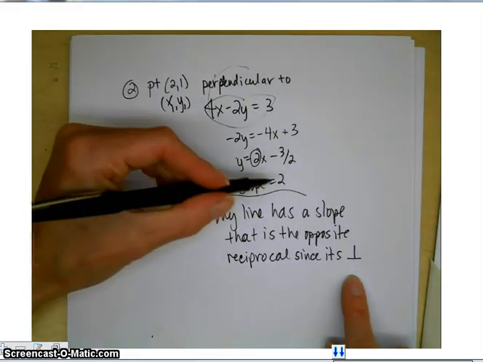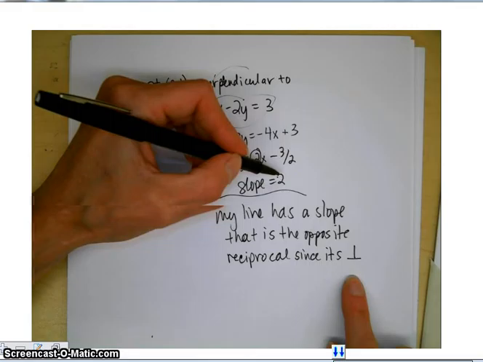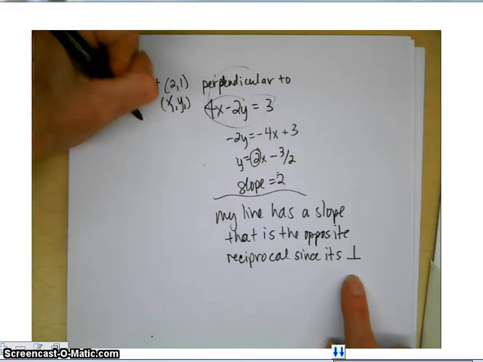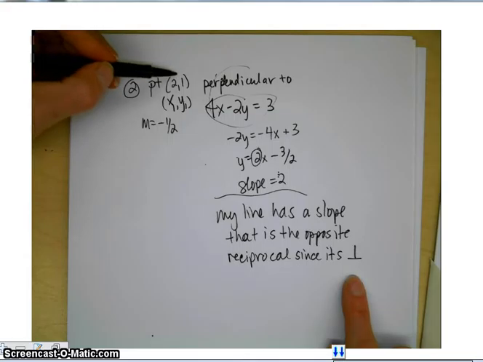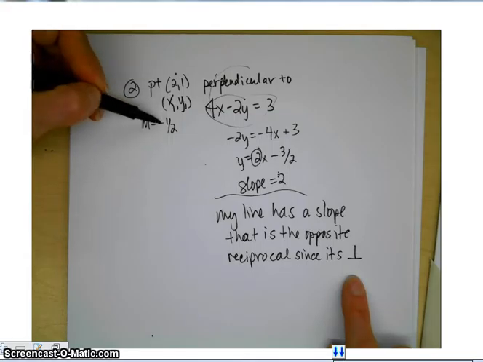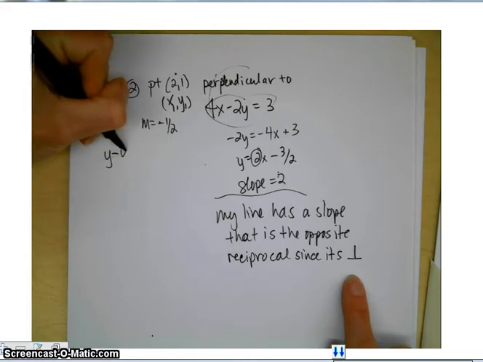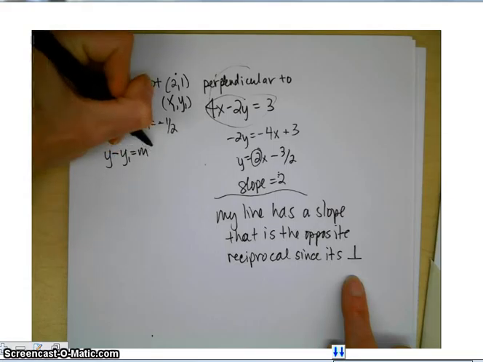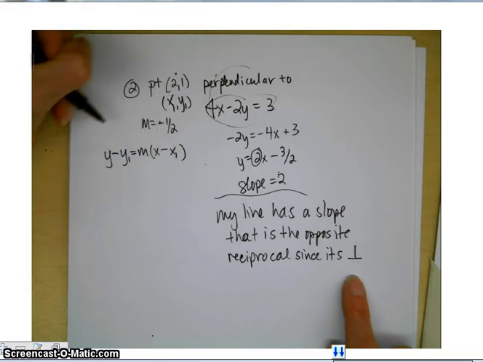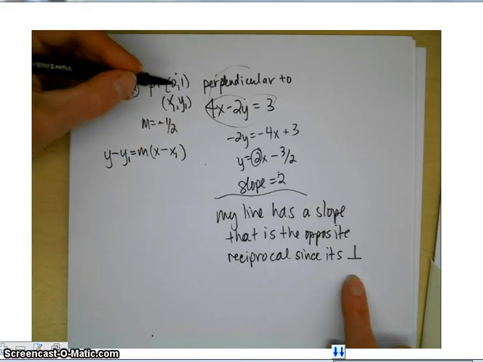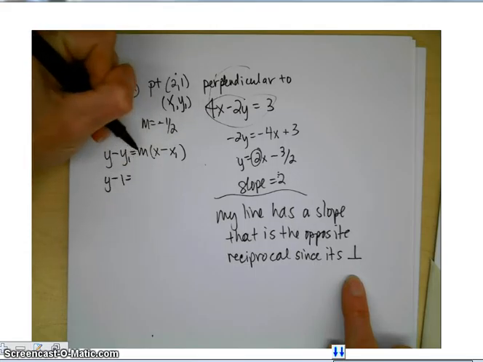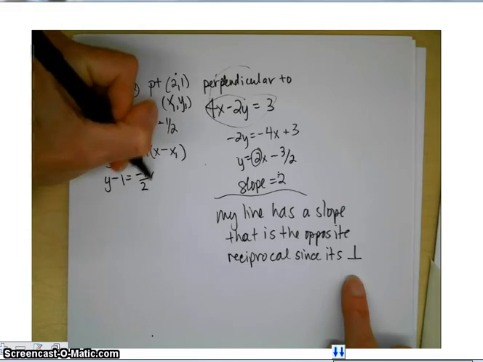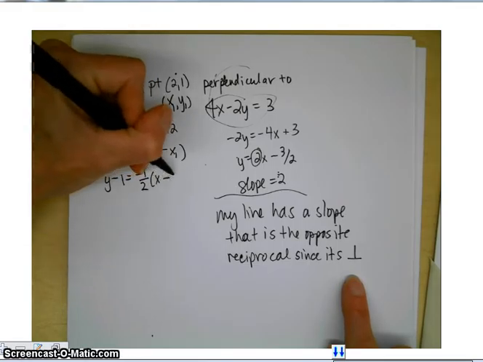So my line will have a slope that's the opposite reciprocal of 2, which is what? Negative 1/2. So now I know a point on the line, 2 comma 1. I know the slope is negative 1/2. If I now go right to point slope form, plug in the point that I have, x is 2, y is 1, so y minus 1 equals, what is the slope of my line? Negative 1/2. And then I plug 2 in for x1.